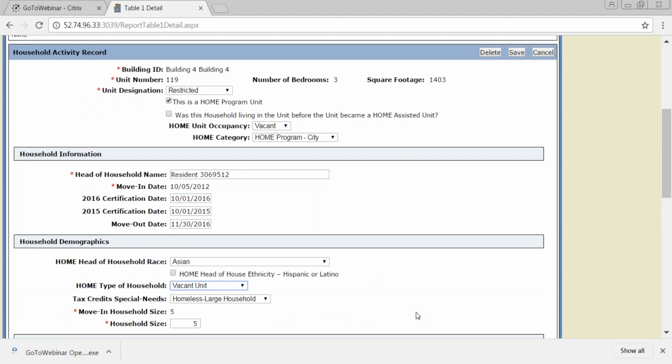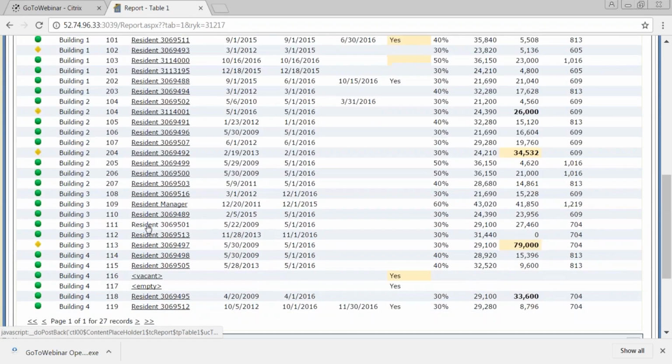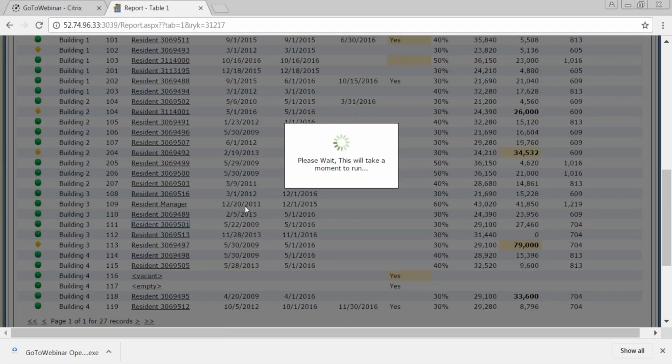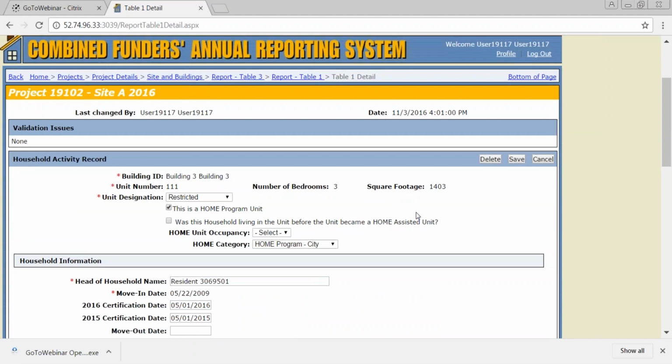So let's go look at another unit. I'll look at Unit 111. All right, so yep, this is a home program unit. But what we can see right off the bat is that the home unit occupancy wasn't completed. WBARS doesn't currently have a validation to tell you that home fields, if it's a home unit, were not completed. So this is something you really got to make sure and check on your own.